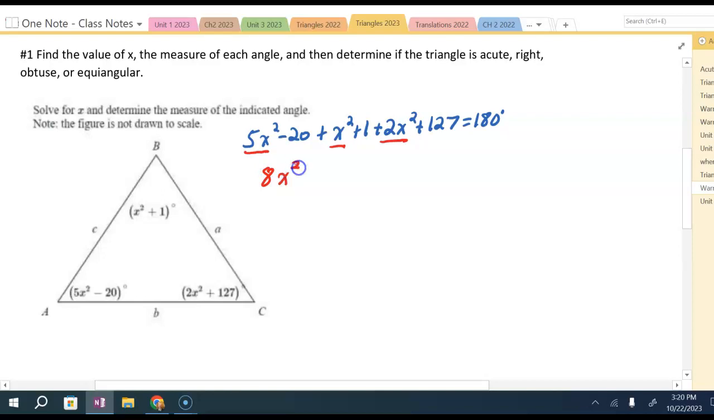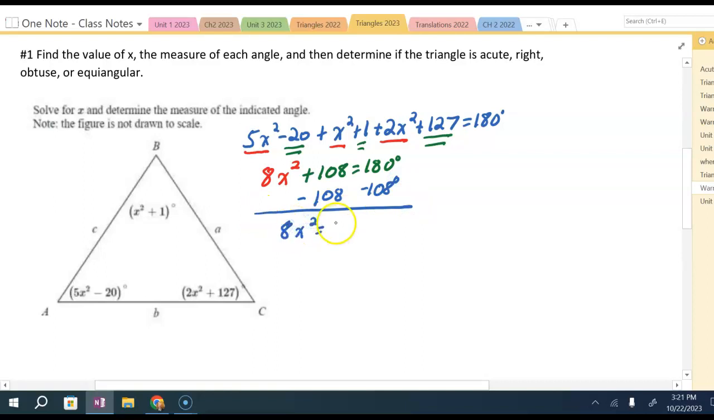Now I'm going to add all the x's together. I'll get 8x squared. Now I'm going to add all the numbers together, and I'm going to use my calculator. So negative 20 plus 1 plus 127 adds up to 108, and that's equal to 180 degrees. I'm going to subtract 108 from both sides, and we'll get 8x squared is 72.